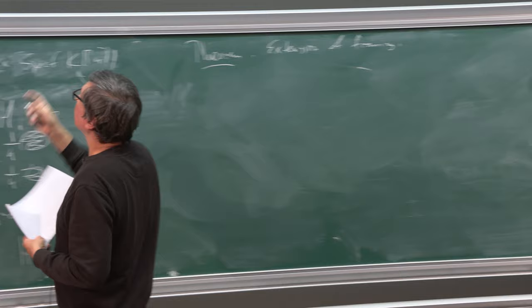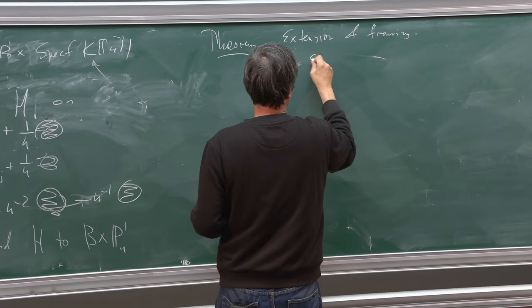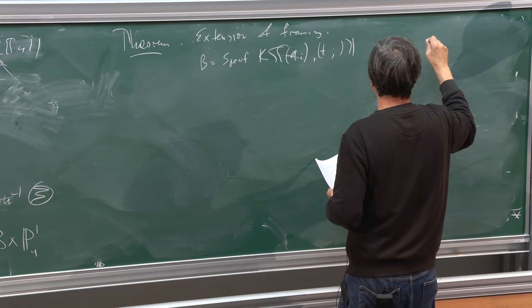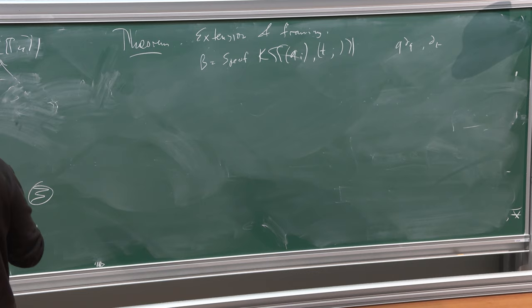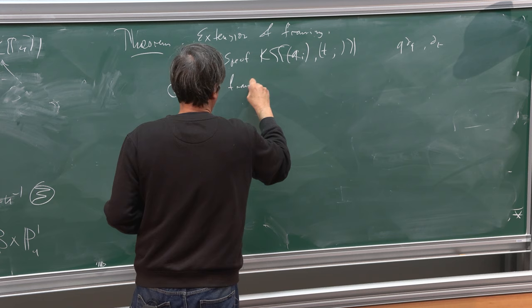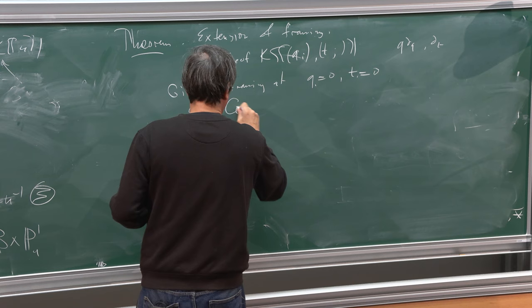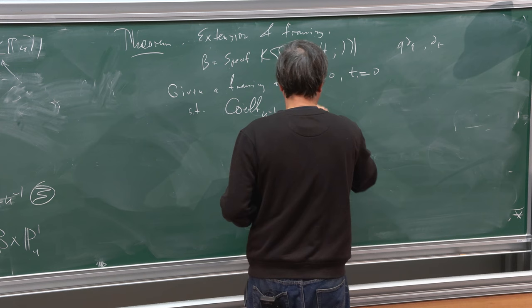And let's apply this to our situation, when we suppose that B will be the spec formal of some series in several Qs and several Js, and the log structures will be given by dQ and dT. This will be logarithmic. Suppose we are given a framing at Q equals 0 and T equals 0, the base point, and such that this operator is nilpotent.